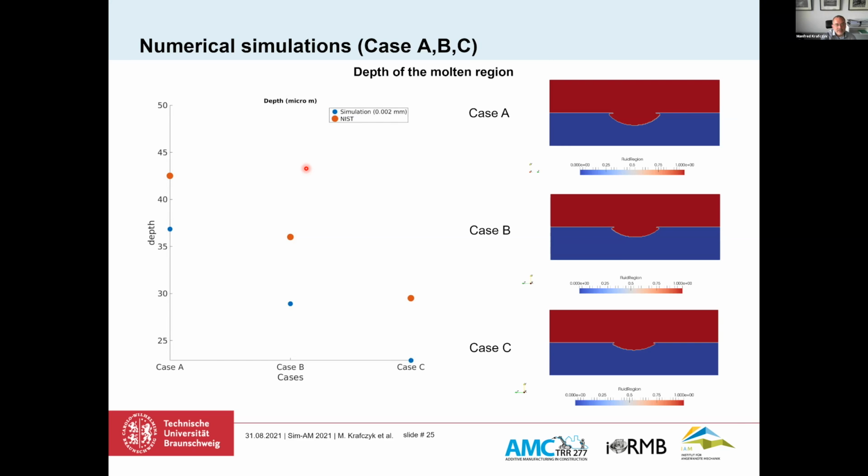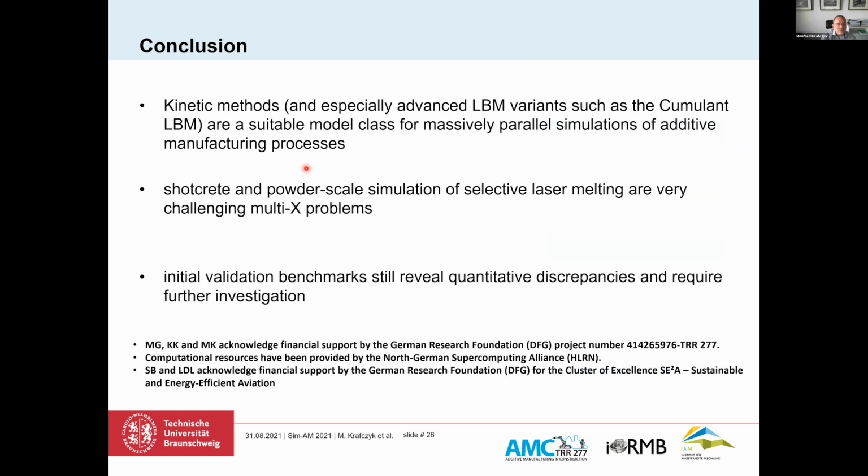That would be, I guess, a great next step. So coming to a conclusion, I just want to show you in a few minutes that kinetic methods, especially the advanced LBM methods that we use for both the Shotcreep printing modeling as well as for the powder scale simulations, are a suitable model class, especially as they are massively parallelizable, and that might help in decreasing wall clock time of these complex simulations.